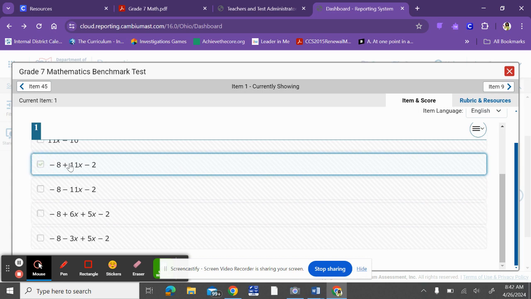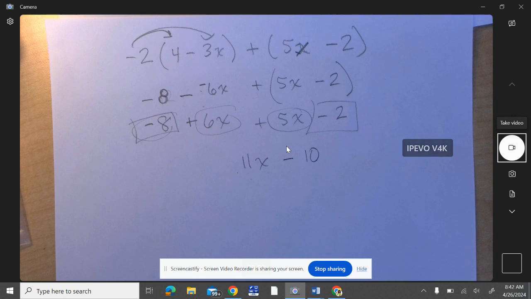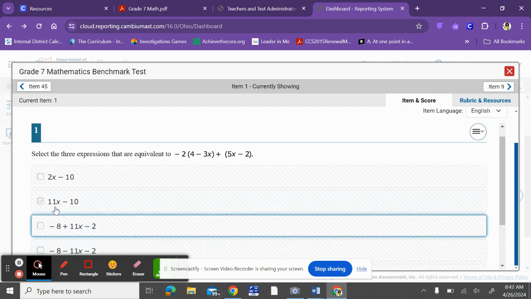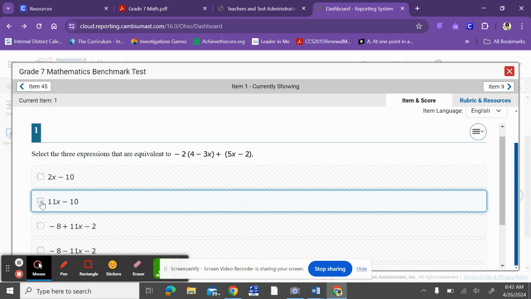Okay, then the last option, remember I said it was 3, was the final combining like terms, right? -8 minus 2 is a -10. Two positives combined is a positive 11x. So the third answer was this one. So those were the three answers that were correct.